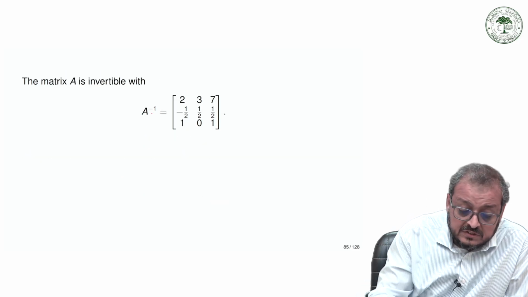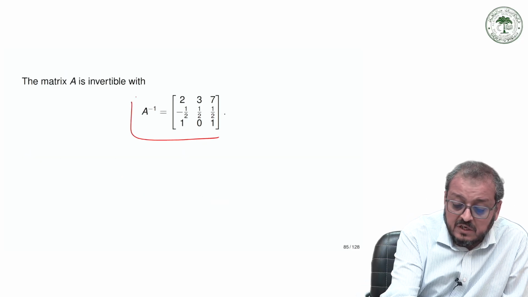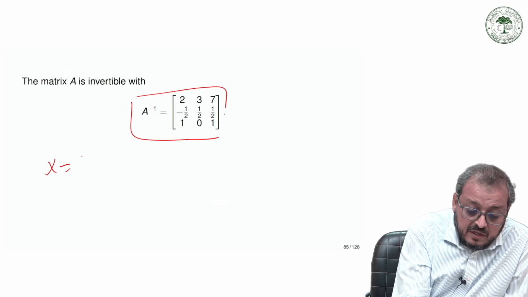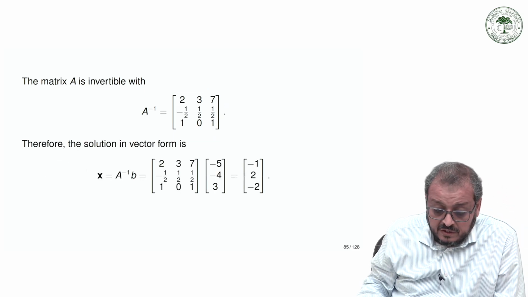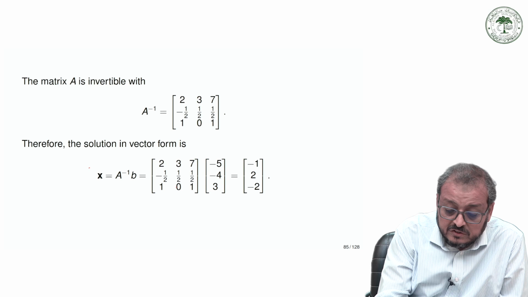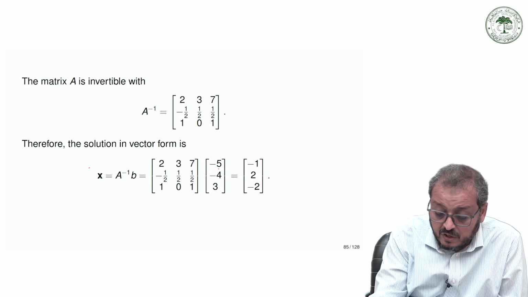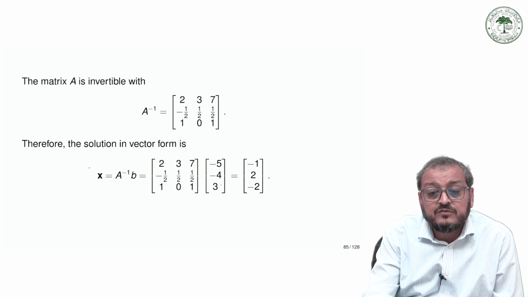So A is an invertible matrix, and A inverse is equal to this. Then X can be written in the form of A inverse into B. So X is equal to A inverse of B. A inverse is equal to this, and B is equal to minus 4, minus 5, 4, 3.